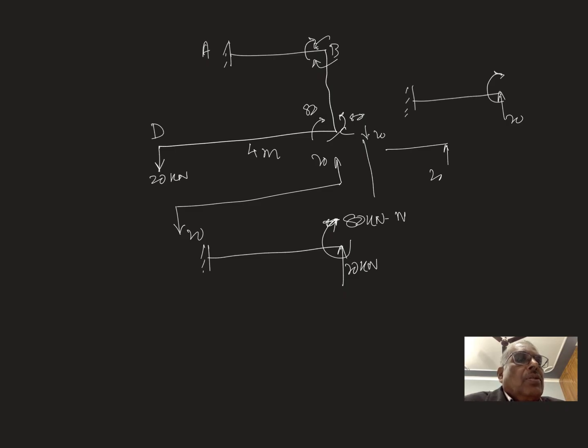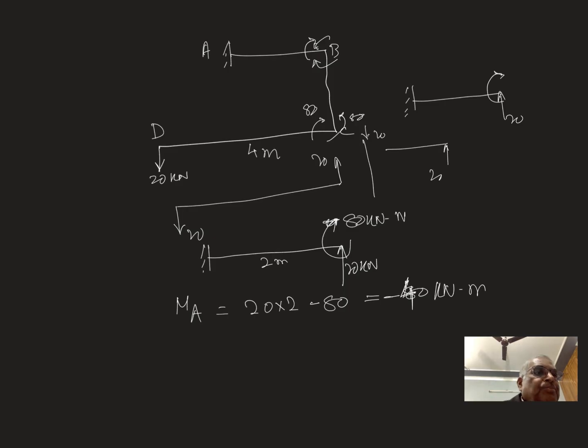One is clockwise, so the bending moment at A is 20 into 2 minus 80, so this is 40 kilonewton meter. In this way, this problem can be solved.